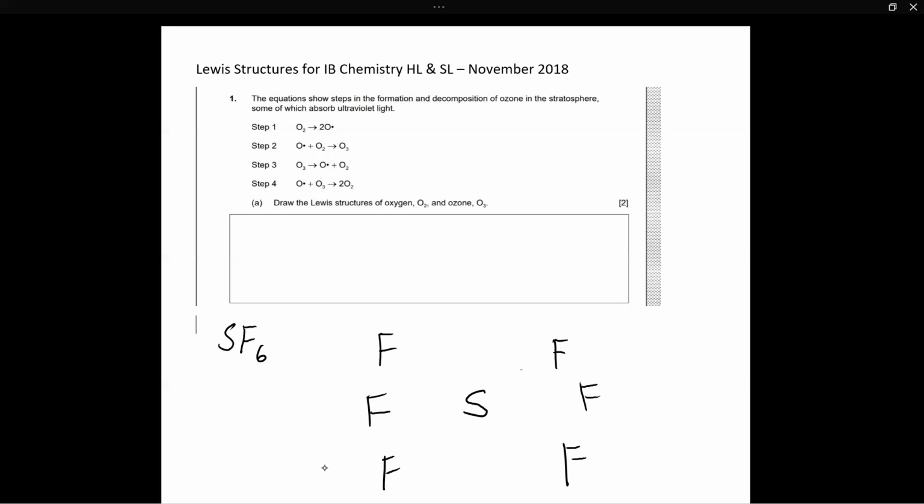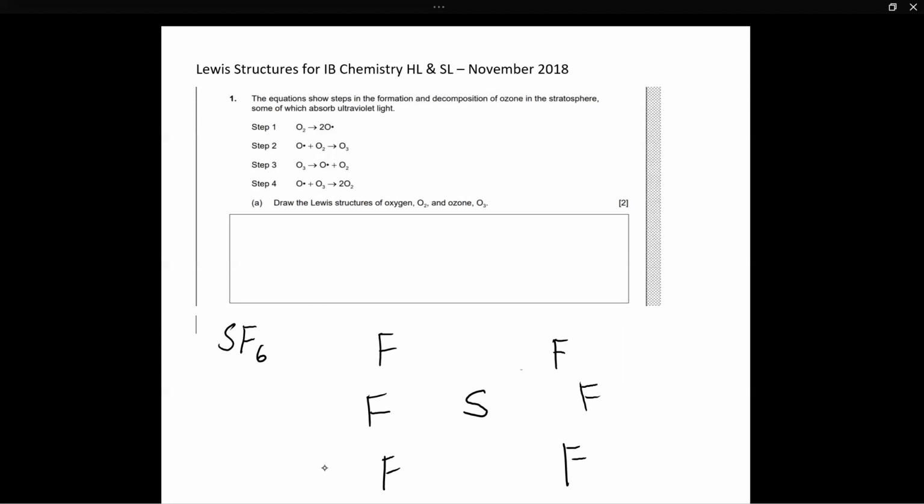Now, first things first, how do I decide which atom to put in the center and which atom to put on the sides? Well, the rule is the least electronegative element in the compound goes in the center. In this case, sulfur is the least electronegative, and thus it goes into the center. And fluorine is highly electronegative. In fact, it is the most electronegative element in the periodic table, so it goes on the sides.